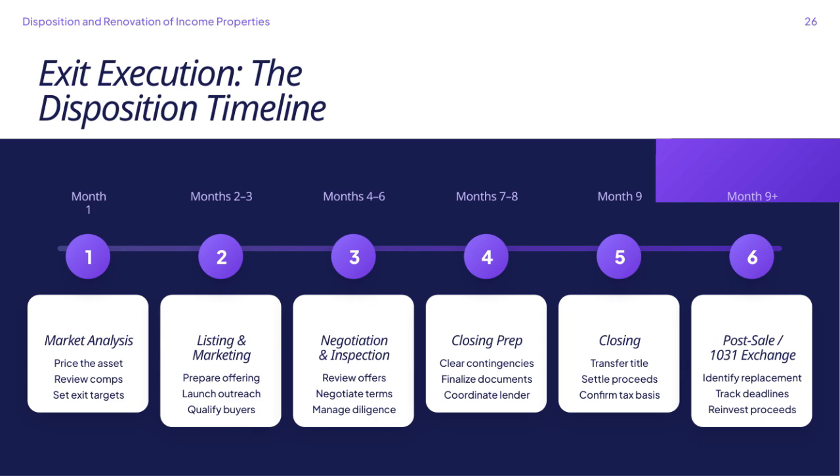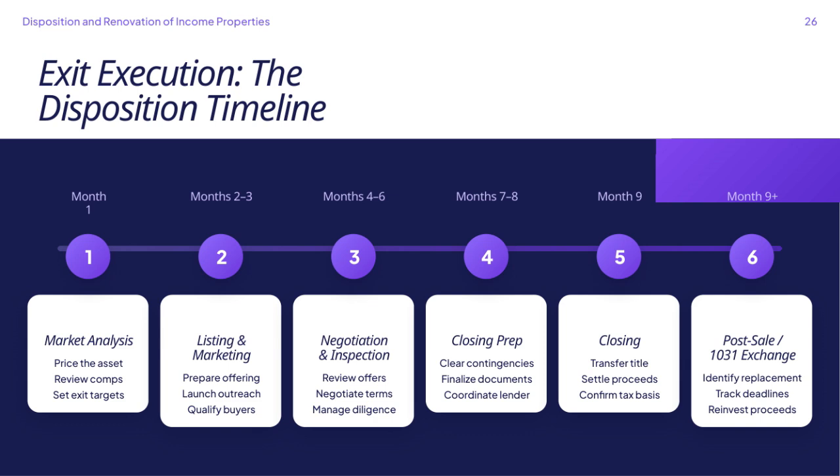This includes preparing the offer materials, launching outreach efforts, and qualifying potential buyers to ensure we attract serious and well-informed prospects. During months 4 through 6, we enter the negotiation and inspection phase. Here, we carefully review offers, negotiate favorable terms, and manage the due diligence process to address any concerns and maintain strong buyer interest. In months 7 and 8, closing preparation becomes critical.